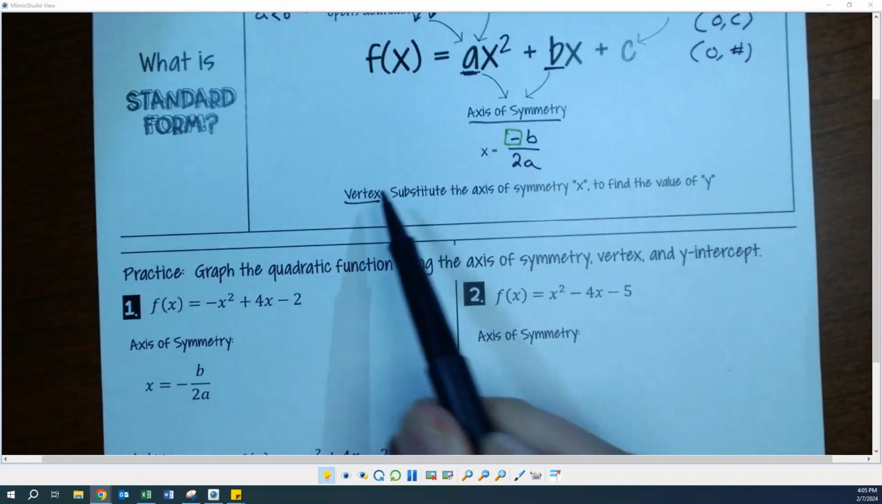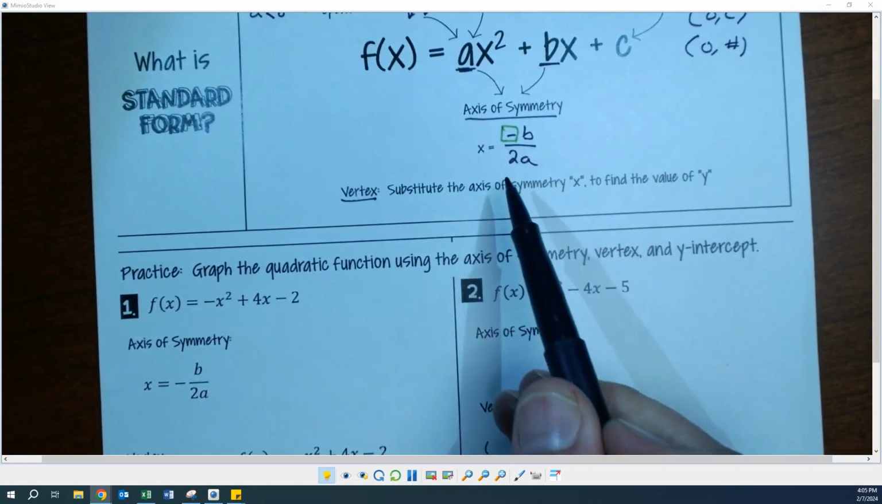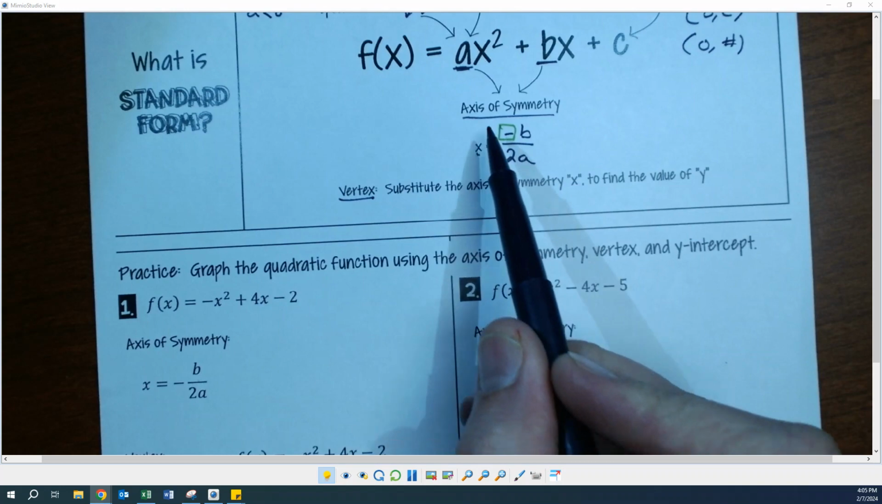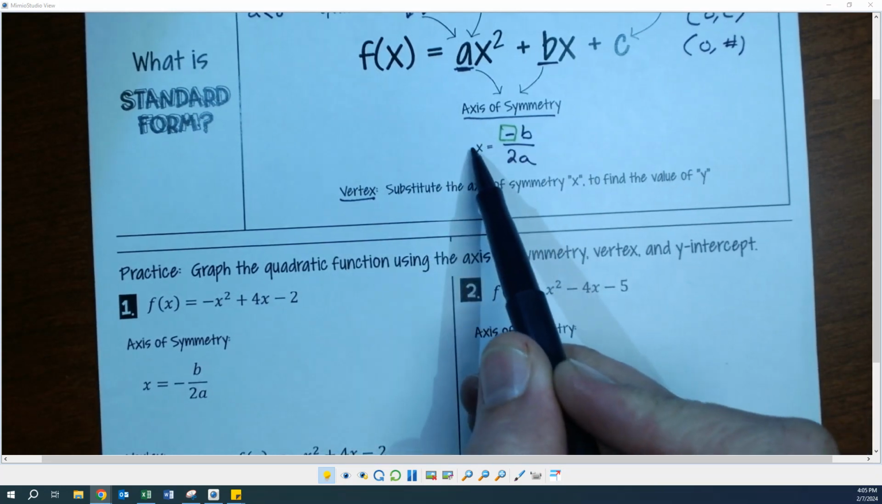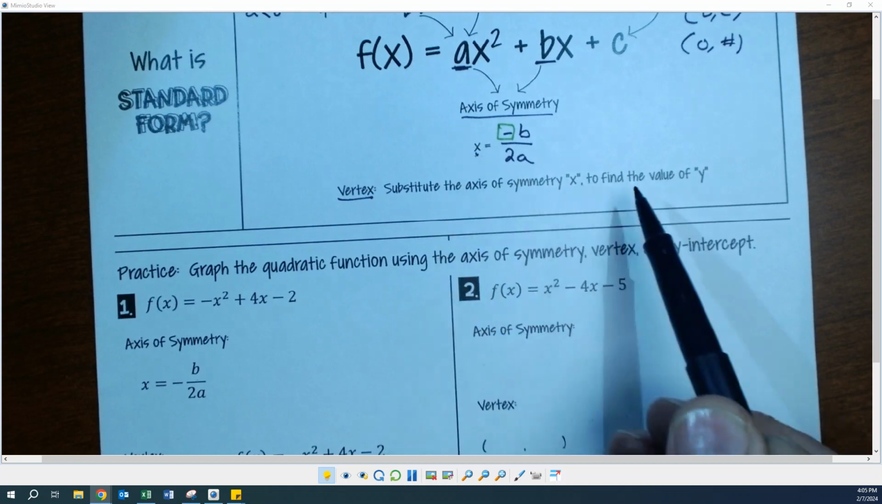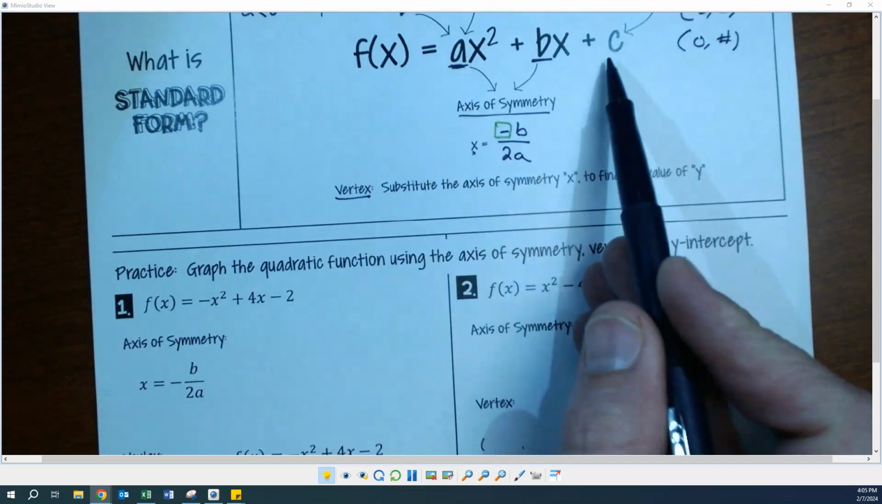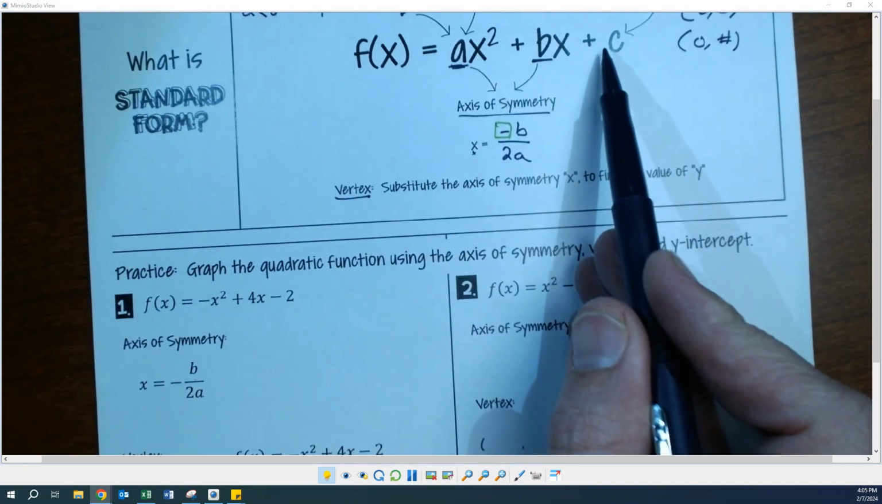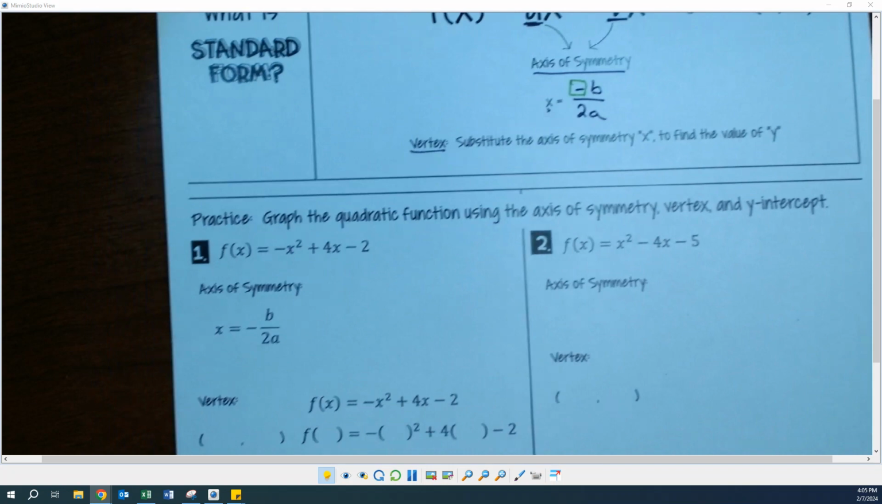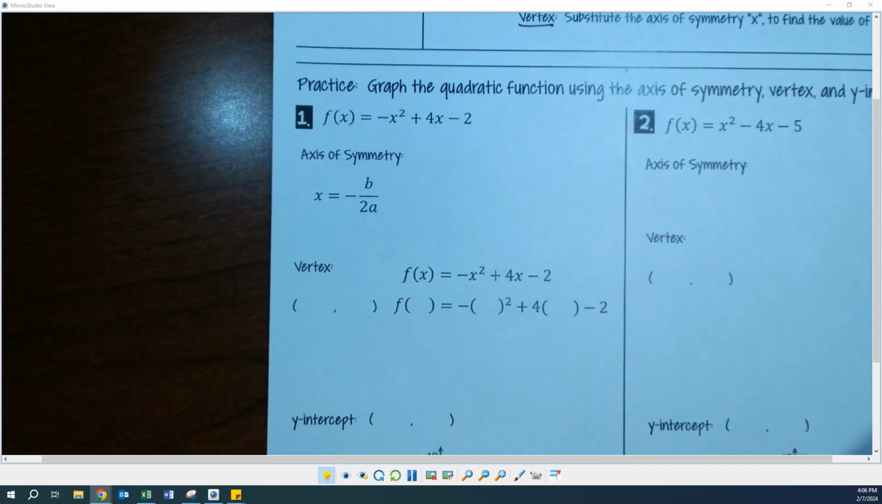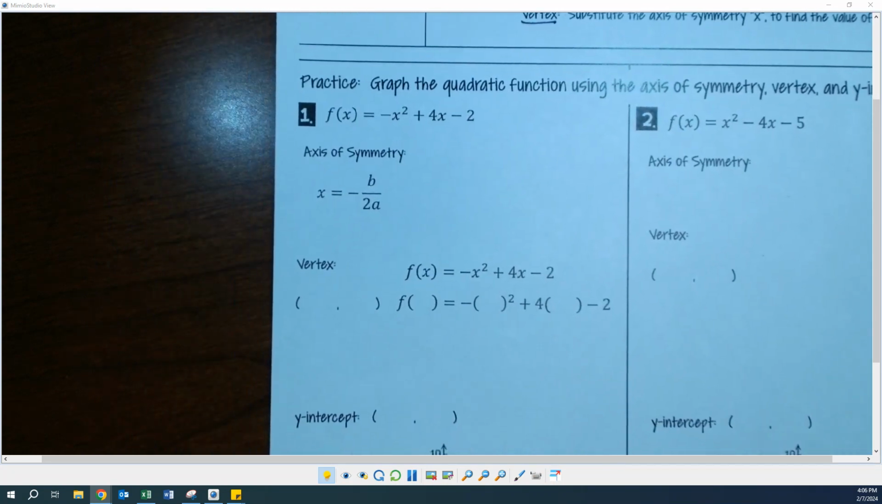Whenever we want to find the vertex, once we identify this, we're identifying our x value for our axis of symmetry and our x value for our vertex. So we'll substitute this x value into our equation to find y, which will give us our vertex. Remember, you can always double check these whenever you graph these on Desmos.